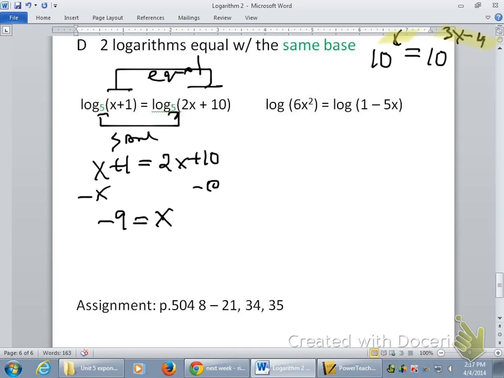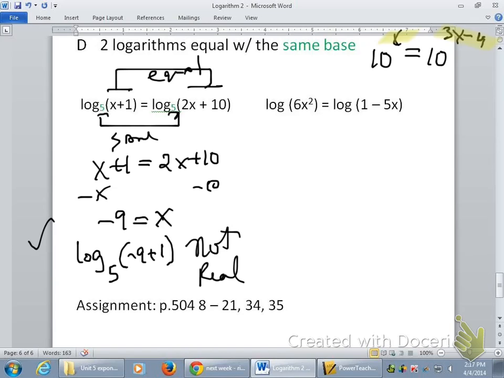Now what do I need you to do? Plug it in. I need you to plug it in and check. So I need you to check by going log base 5, and that's going to be -9 plus 1. Okay, so this was a non-real answer? Well, if this is not real, then of course it's not equal here, is it? So if it's not real, then what's my solution? That's right, this problem has no solution.